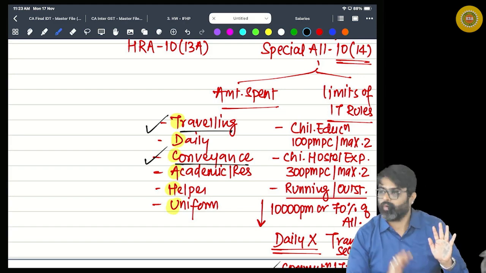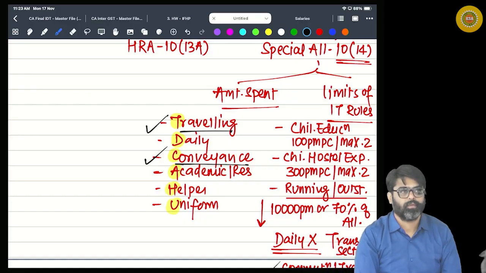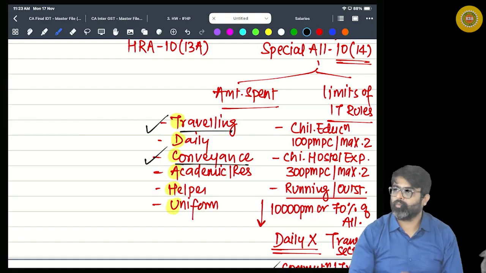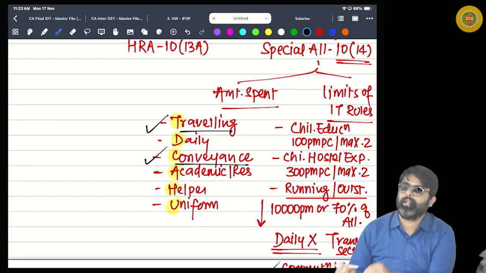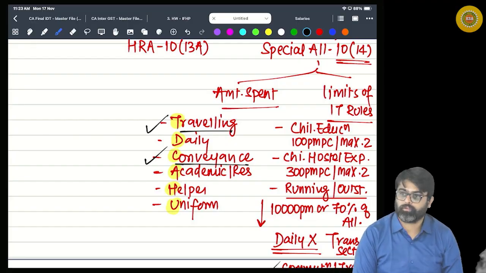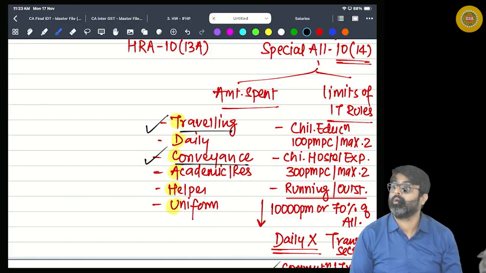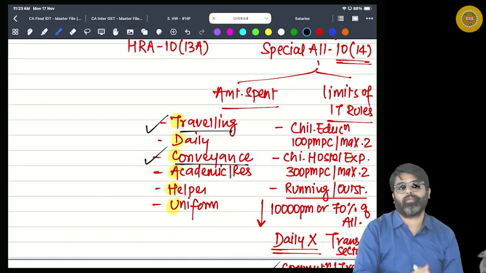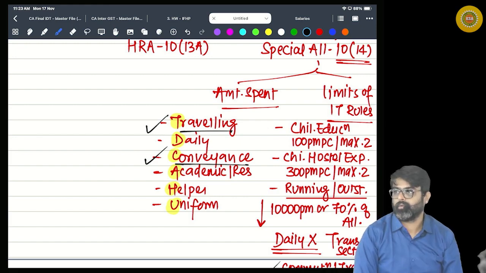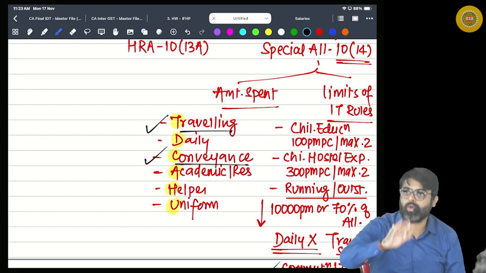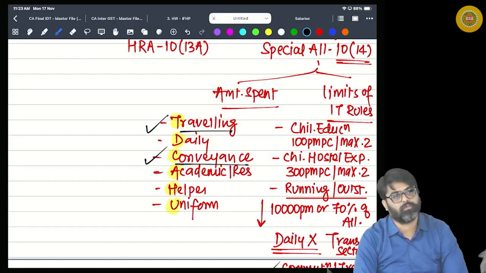How will you run the vehicle? For example, for official work, you are supposed to travel across Chennai to meet the clients, to meet the customers. So the company has given you some vehicle, or you are using your own vehicle. Possible or not? To meet the cost of running that vehicle, repair and maintenance, or diesel, petrol, etc., for the vehicle which is used to perform your official duties, this conveyance allowance is given.